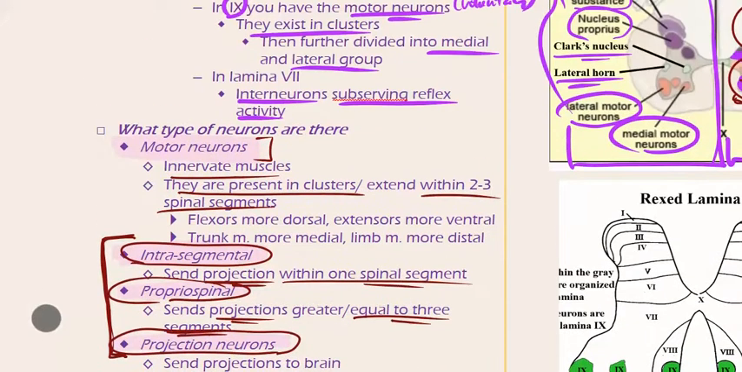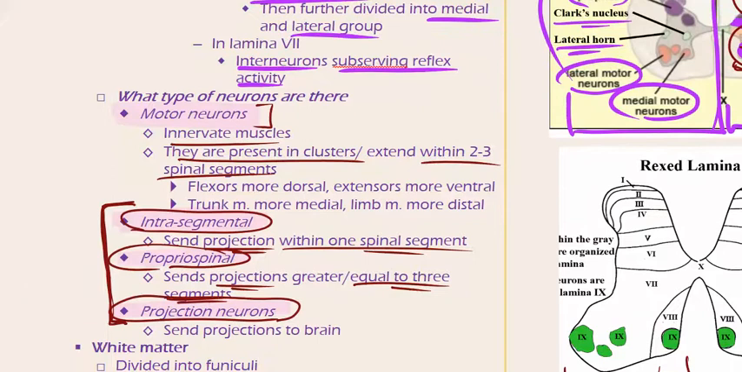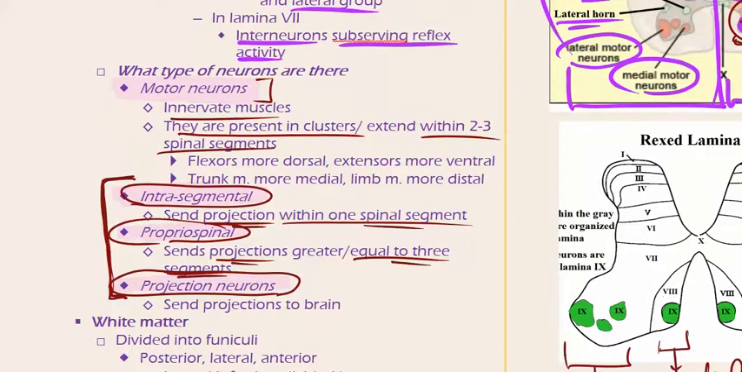Quick question for you guys: where are the cell bodies of your sensory neurons located? I'm talking about the first neuron. Where is the cell body of the sensory neuron located?